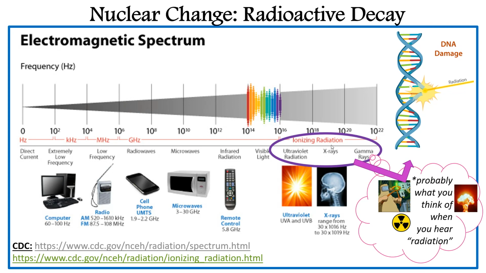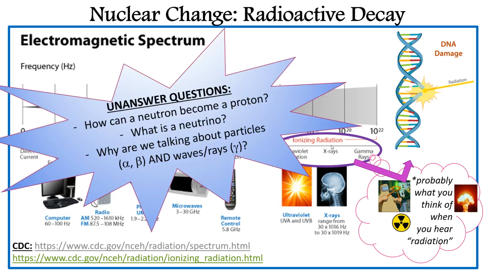Go look at the CDC website and do more research if you want to learn more about radiation. The last thing I want to say is that, again, this lecture is kind of unsatisfying in that it just stays on the level of phenomenon. So you might have these awesome questions around like, how can a neutron become a proton? What's a neutrino? What's an antineutrino? Why are we talking about particles like alpha particles, beta particles, and then also talking about waves and rays and gamma rays? Like, what is going on?